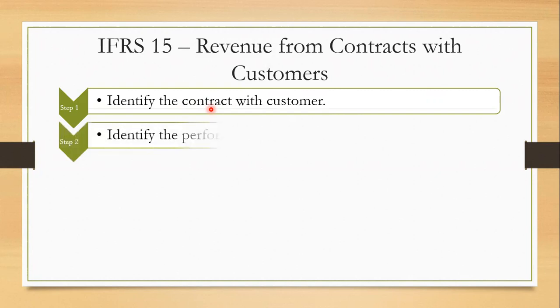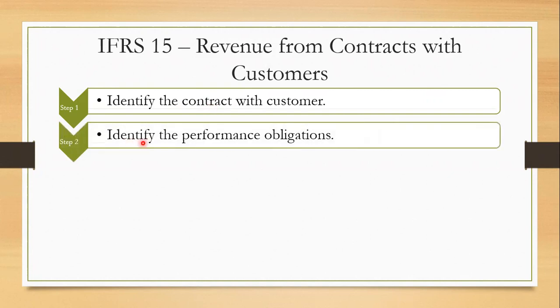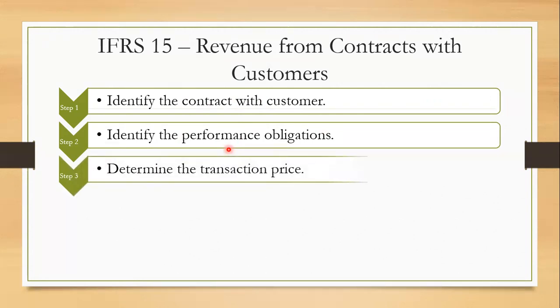Let's move to the second step. It is to identify the performance obligation. Here, performance obligation is what the seller is supposed to perform under the contract. As you know, under a contract, there are duties on the seller. So we have to identify what those duties are that the seller has acknowledged in order to obtain his consideration. Having identified the performance obligation, we are moving to the third step.